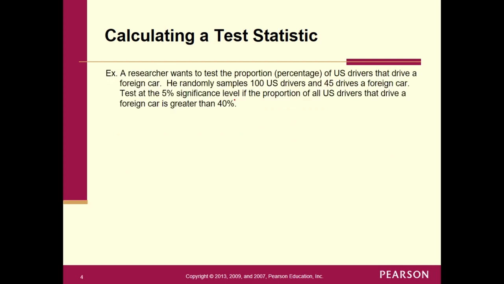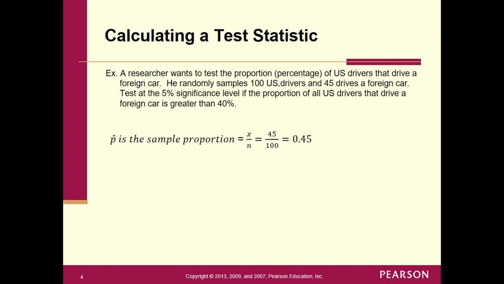So here's a problem. A researcher wants to test the proportion of U.S. drivers that drive a foreign car. He randomly samples 100 U.S. drivers and 45 drive a foreign car. Test at the 5% significance level if the proportion of all U.S. drivers that drive a foreign car is greater than 40%. Okay, let's take this step by step.